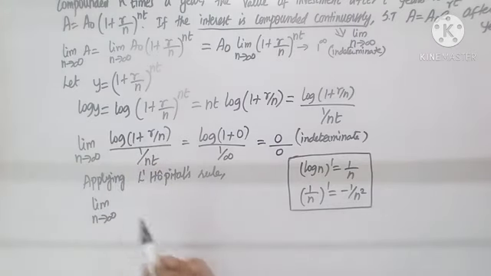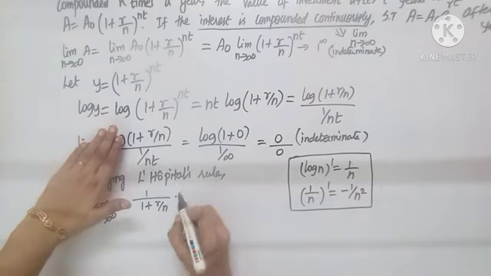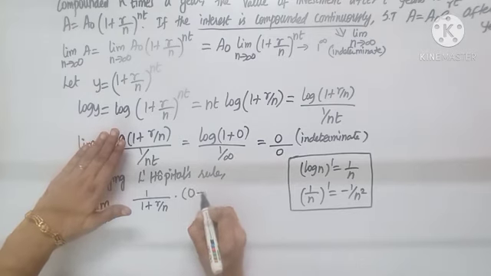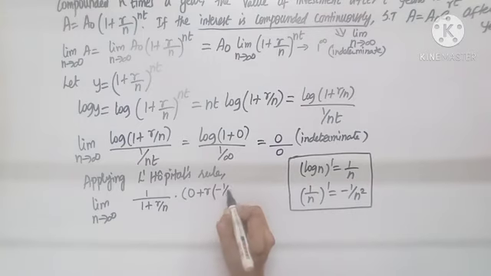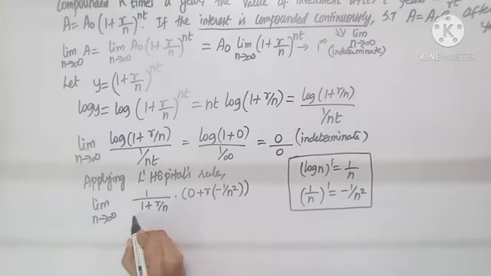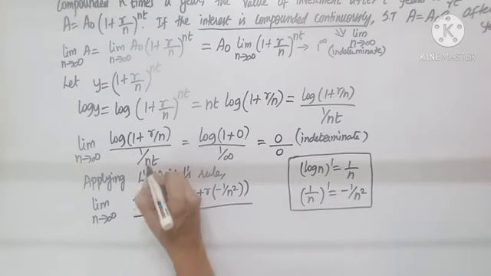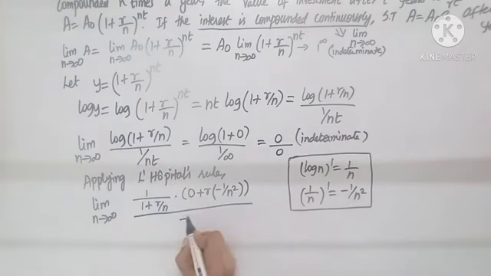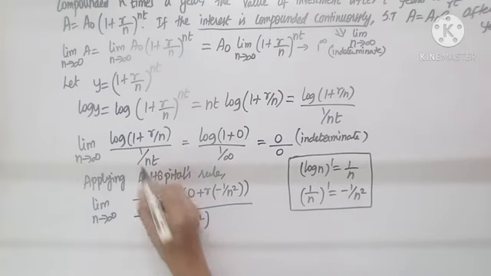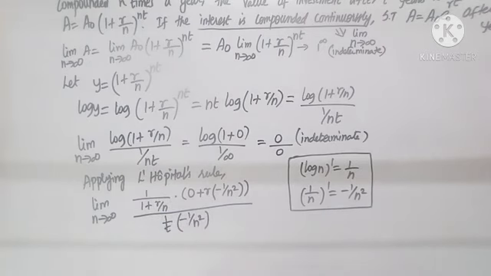Log 1 plus r by n, according to this, 1 by 1 plus r by n comes in the denominator, hiding the logarithm. We are left with derivative of 1 plus r by n, that becomes 0 plus r into 1 by n. The formula is minus 1 by n square, divided by. Again 1 by n is coming. The formula is minus 1 by n square. There is 1 by t. Keep it as it is.